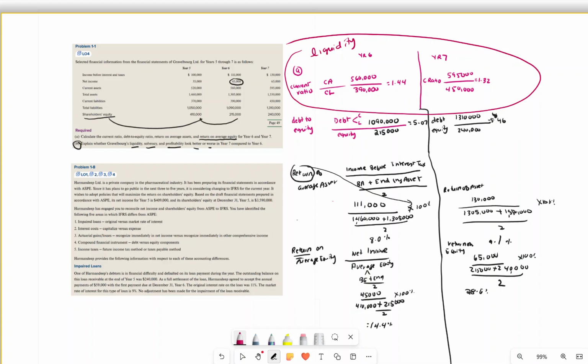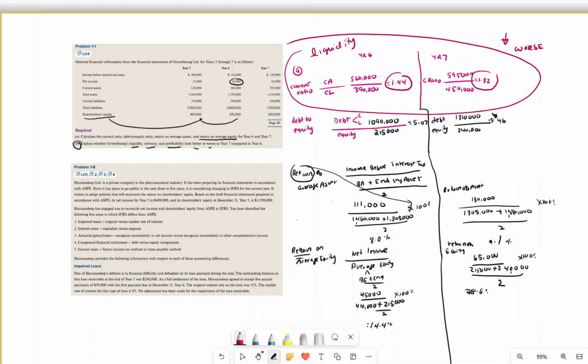When you're comparing it, my year 6 was 1.44 and my year 7 was 1.32. So what happened? Did it go up or did it go down? I saw my liquidity ratio went down. If it goes down, it is worse. The reason for that is my liabilities are increasing, so they are in a worse situation.